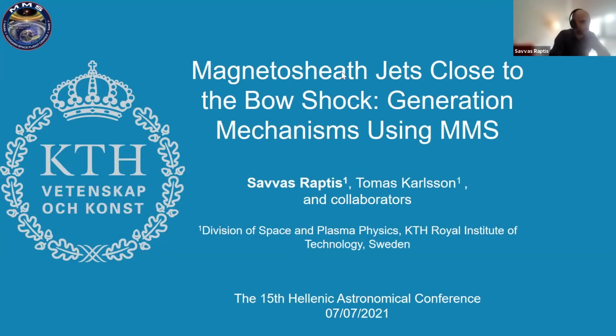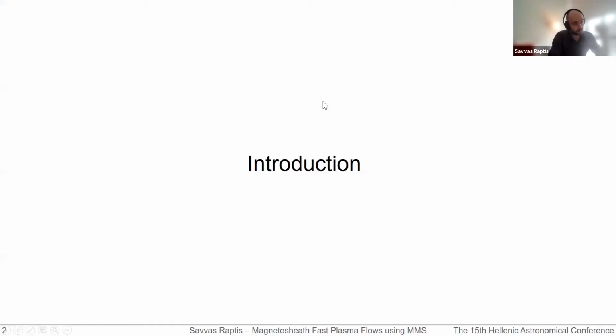Okay, so now that we went to the inner magnetosphere, let's go back to the outer again, and more specifically to the actual bow shock of the Earth. Christos already told you some things about jets, but I will focus more on the actual generation mechanism of those localized structures. So let's give a bit of an introduction again.